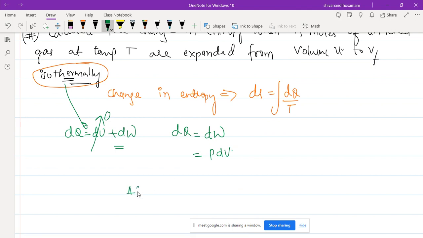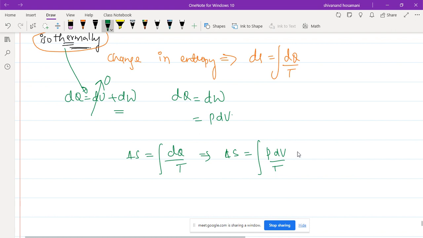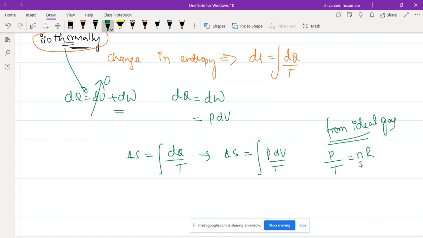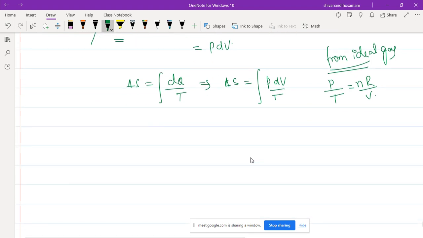delta S or dS, is equal to the integration of dQ divided by temperature T. So that is delta S, in integration form, where dQ can be written as P dV divided by temperature T. So if I replace this P by T as a function of other things, we know that from the ideal gas equation, I can rewrite P by T as equal to nR divided by volume V. And if I replace that, the entropy change dS is equal to the integration from Vi to V final of nR divided by V into dV.